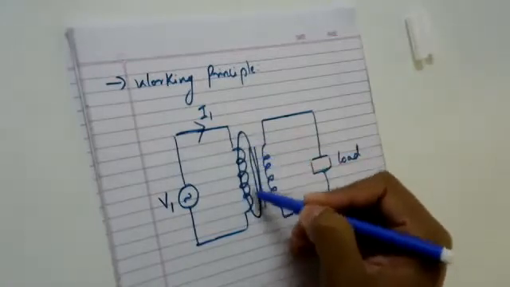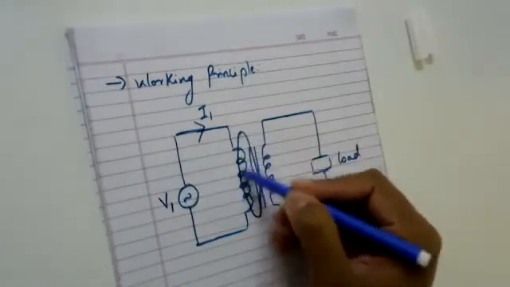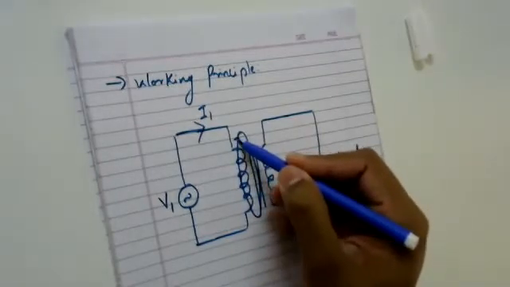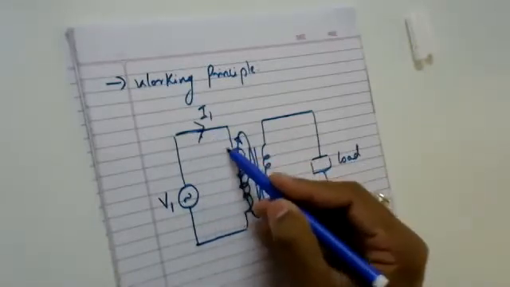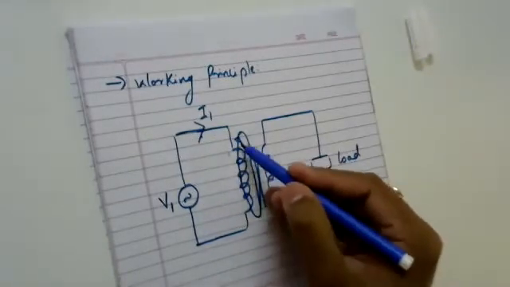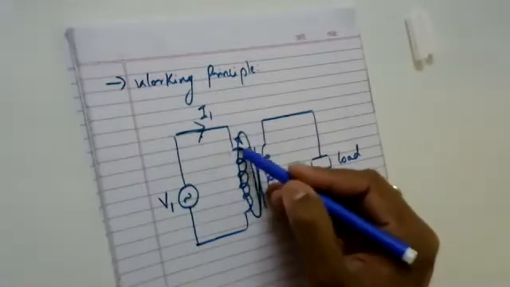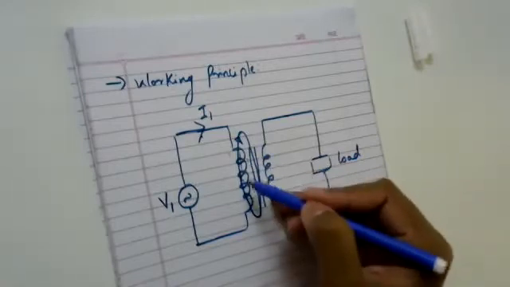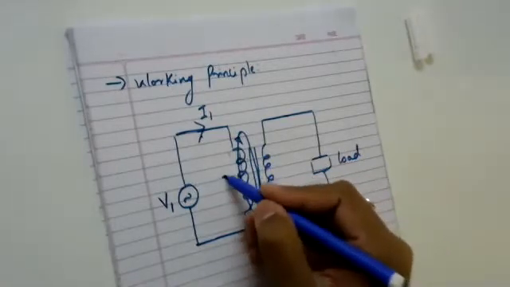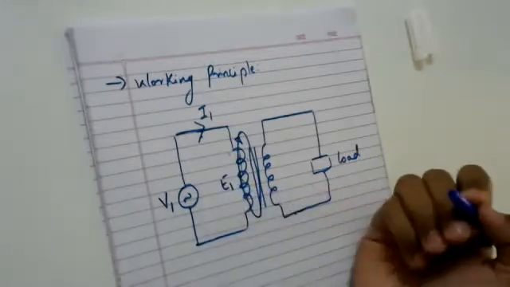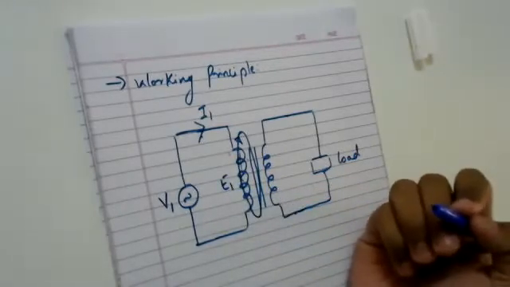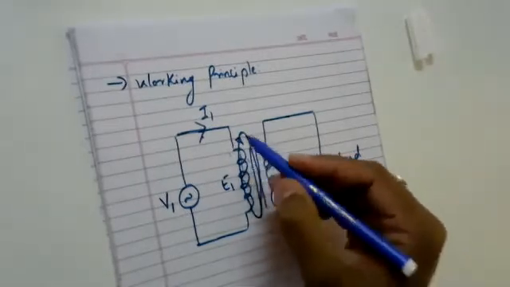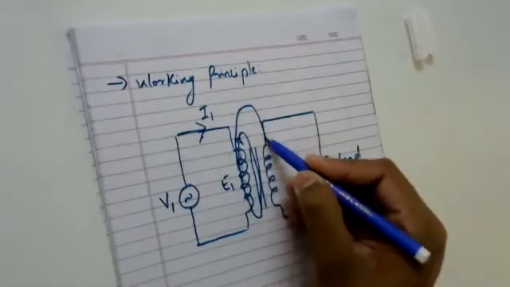So this flux, what does it do? It links with its own coil. The direction of flux is equal to the direction in which the current is flowing. When this flux cuts the coil or this conductor, at that time it produces an EMF, which is called a self-induced EMF. Further, part of the flux from the primary winding is going to link the secondary winding.